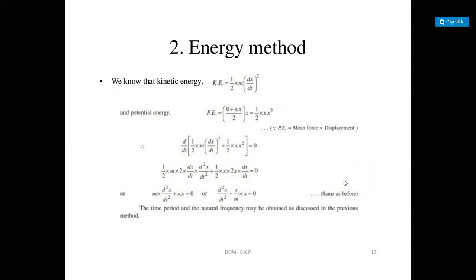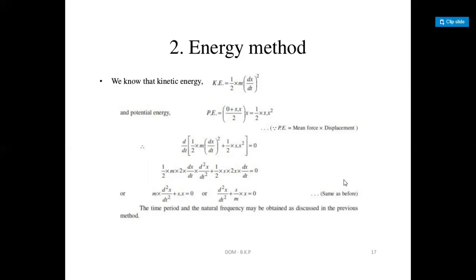For both equations, we have to derive the kinetic energy and the potential energy. We get the equation m d square x by dt square plus sx is equal to 0, or we can write d square x by dt square plus s by m into x is equal to 0. The time period and the natural frequency may be obtained as discussed in the previous method, the equilibrium method.